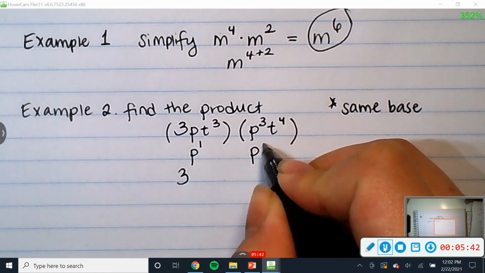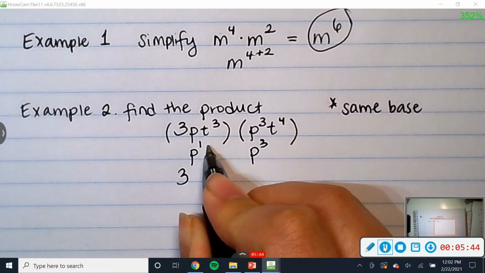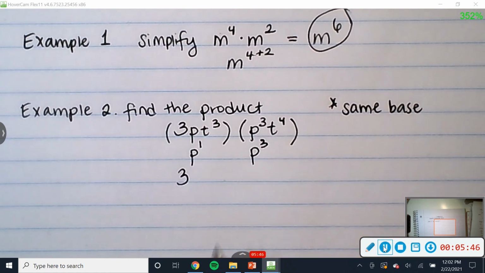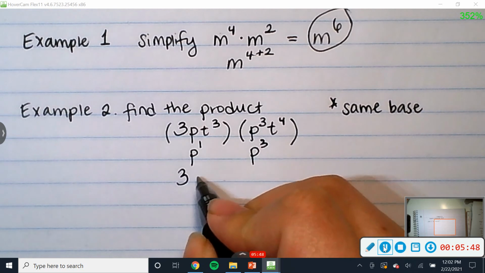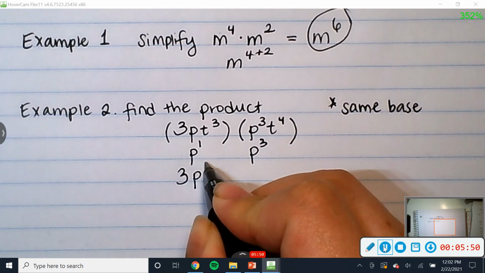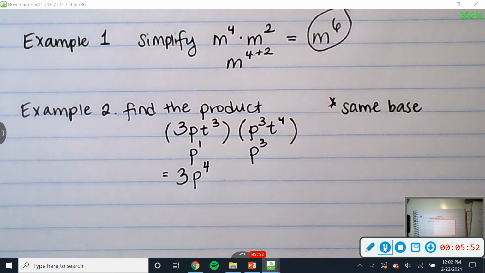So I need to multiply p to the 1st power times p to the 3rd power. Add together 1 plus 3, that is 4. So my simplified expression is going to be p to the 4th power.